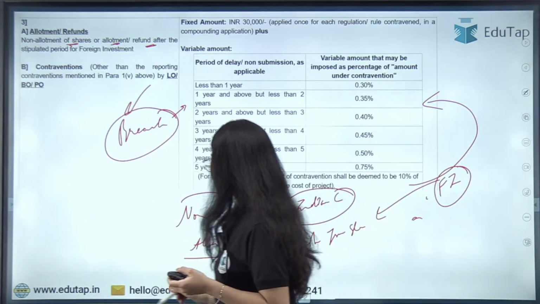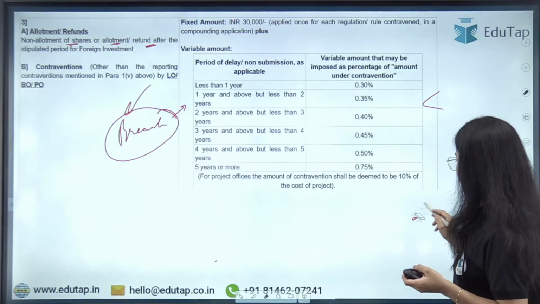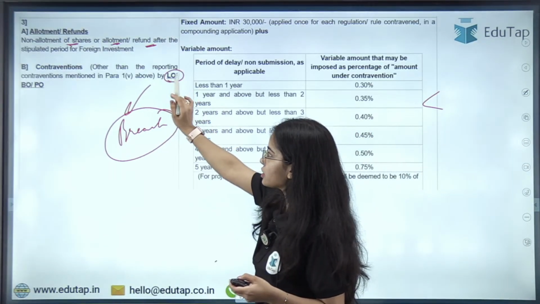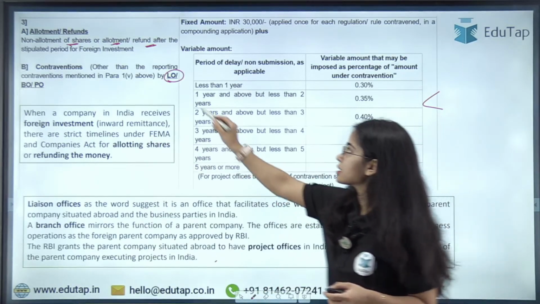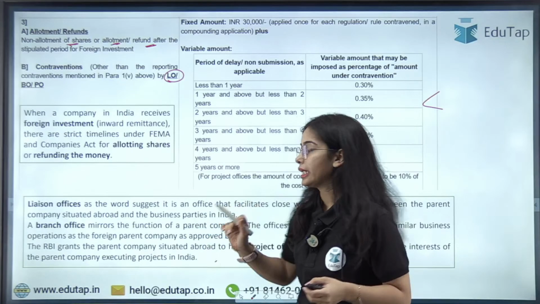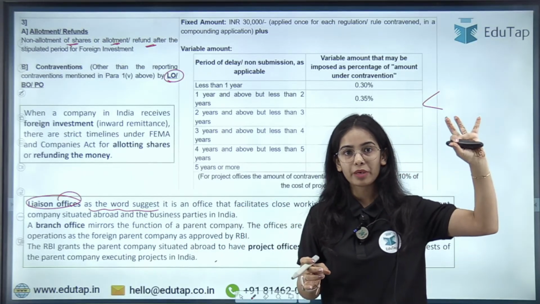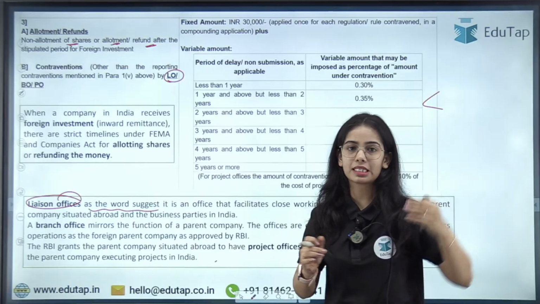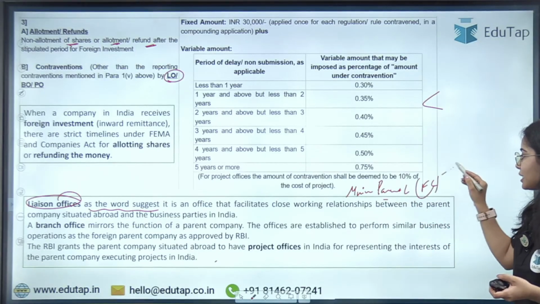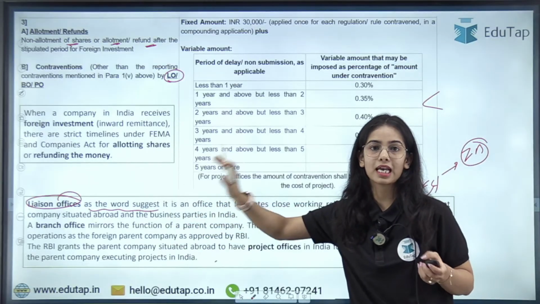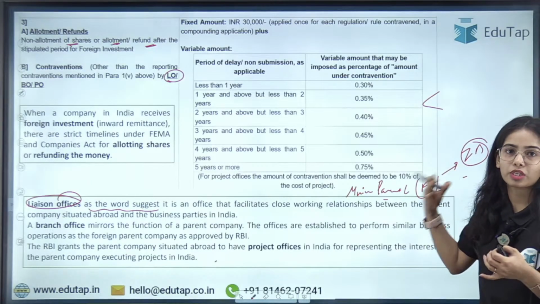Okay. Now coming to the contravention that is done by the foreign investors, let's say, or the foreign companies. So there is the liaison office, the project office and the branch office. Liaison office, as the word suggests, is an office that is a communicating office between the main parent company, that is a foreign company, and the Indian branches or the Indian business partners.